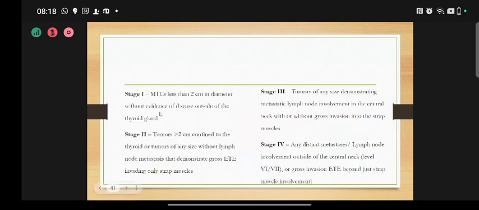So again, the same. Stage 1 means medullary thyroid cancer of less than 2 centimeter with no evidence of disease outside the gland. Stage 2, tumor confined to the gland with an extrathyroidal extension only to the strap muscle without any lymph node. Stage 3 is nodal involvement only to the central compartment. Stage 4 means any distant mets or lymph node involvement outside the central neck.